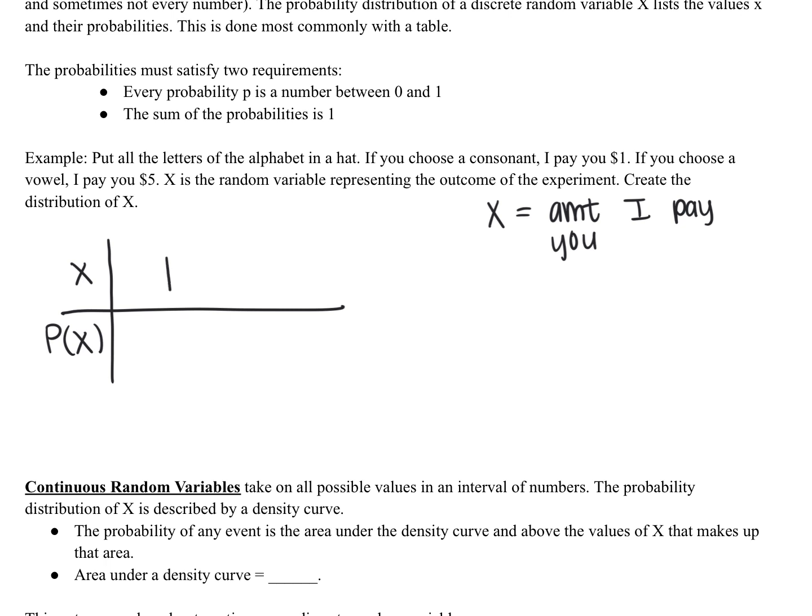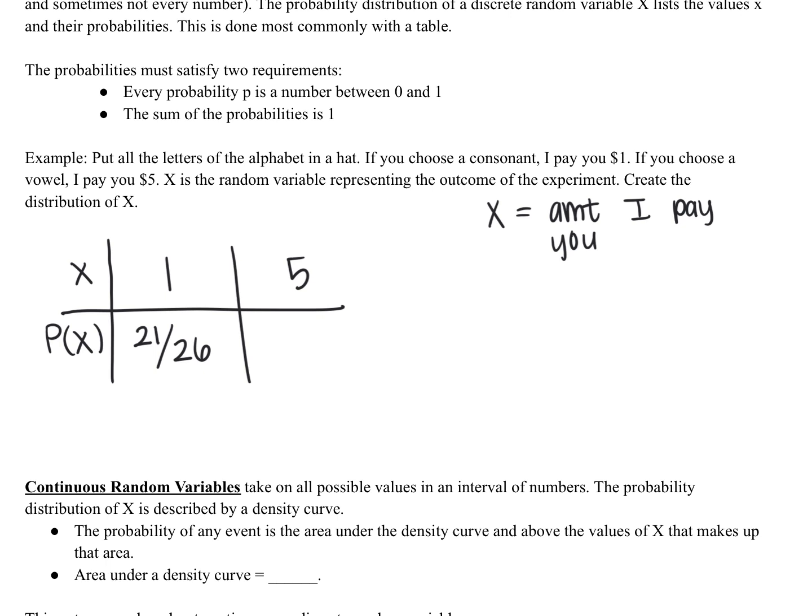So I can either pay you $1 or I can pay you $5. Those are my two outcomes. Now I need to do my probability. So I pay you $1 if you choose a consonant. So if you're thinking consonants, that's A, B, C, D, F, so everything but the vowels, which there are 21 consonants, so 21 out of 26.